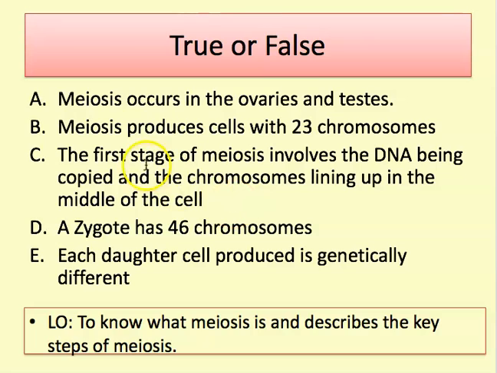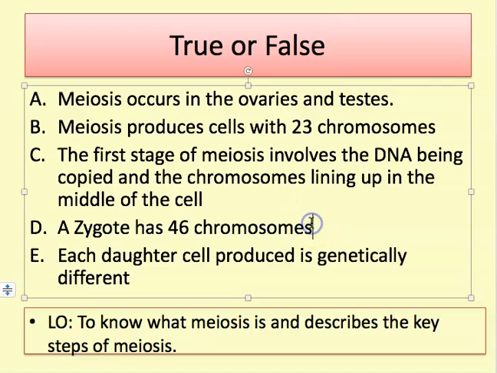Okay, now part of that is true because it does involve the DNA being copied, and the chromosomes do line up, so the second part is true, but you would also say as well that they cross over so that the DNA is swapped. Okay, so we could add a little bit more to make it a more truthful statement. D, a zygote has 46 chromosomes. That is also true. And each daughter cell produced is genetically different. That is also a true statement.